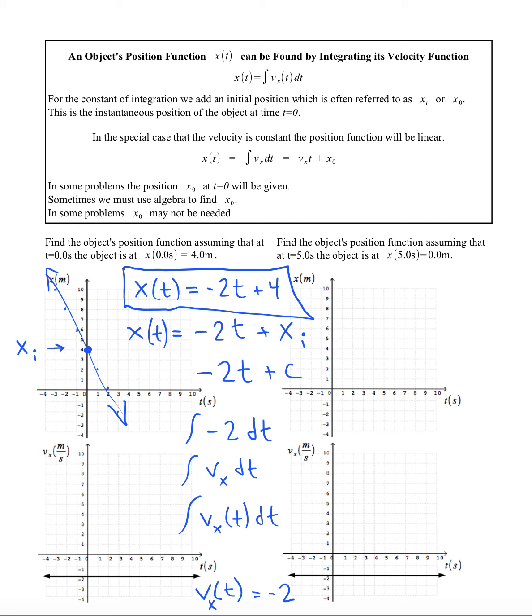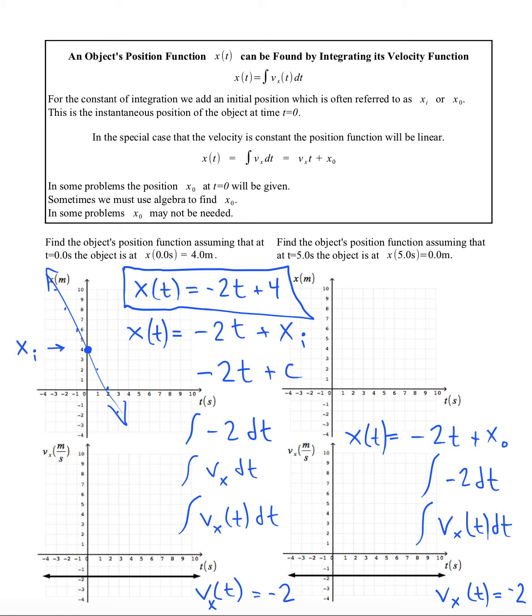Now, just to see how this compares to an object that may have a different starting position, let's do the same process for the problem here on the right. Obviously, our function is going to be the same for the derivative. It's just a constant -2. We want to build up to the antiderivative. We're going to get -2t plus xo. And that's our function.